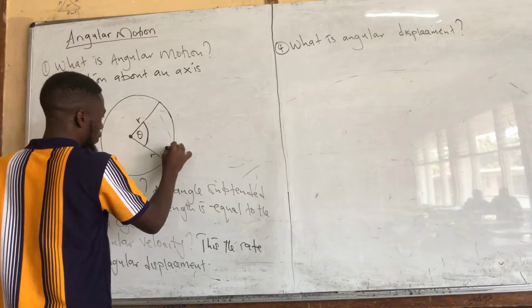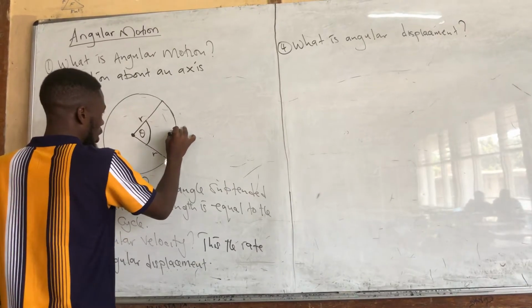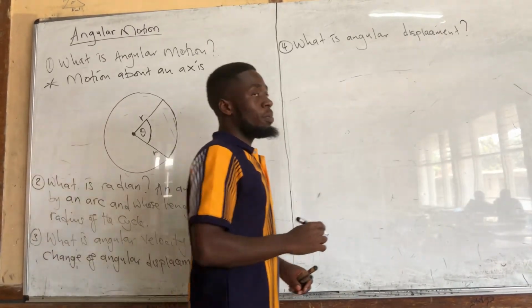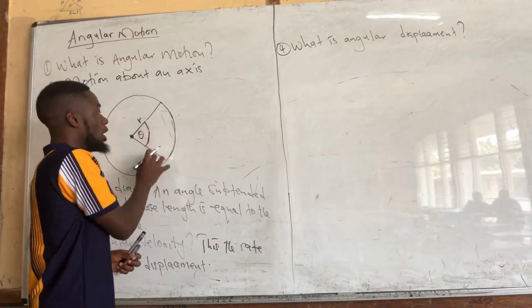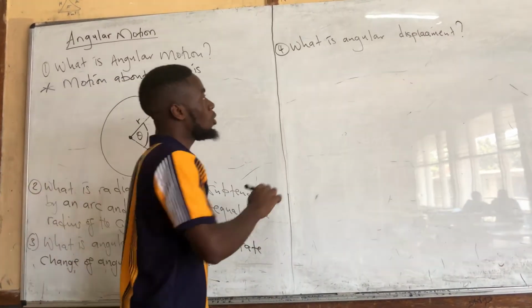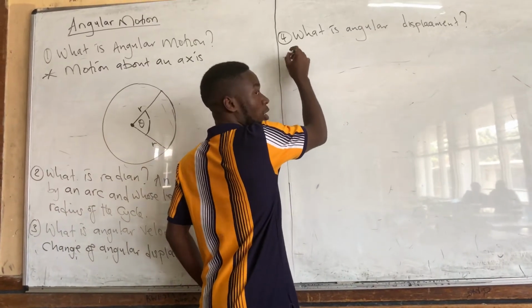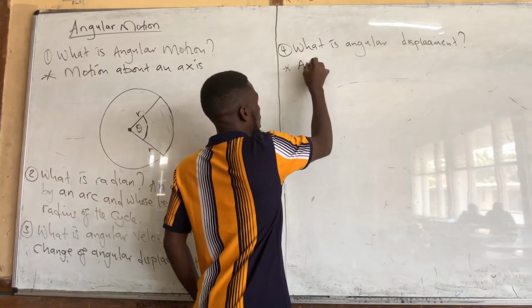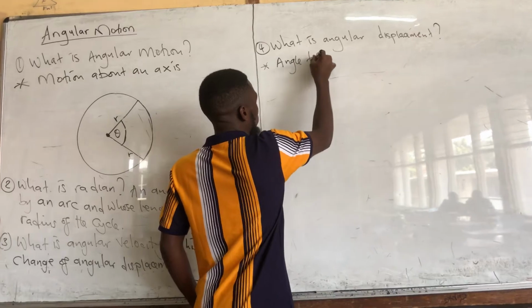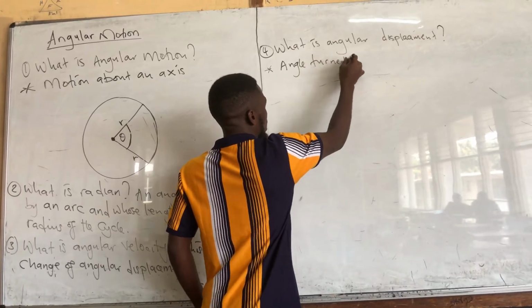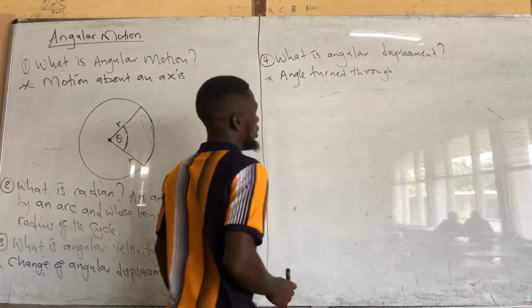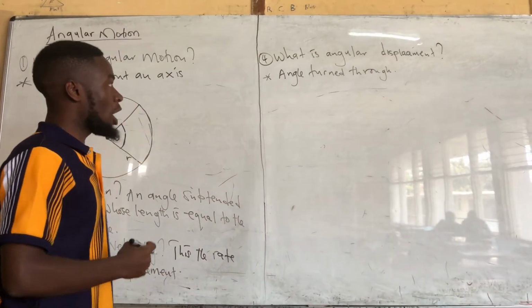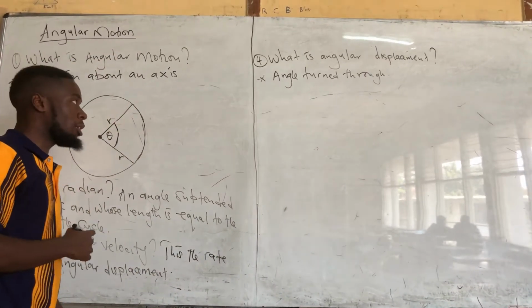So we have this here. Okay, so angular displacement, we are just talking about this angle here that is turned through here. This angle here turned through. So angular displacement is the angle turned through. So this is how you define angular displacement. Angular displacement is just the angle that is turned through there.